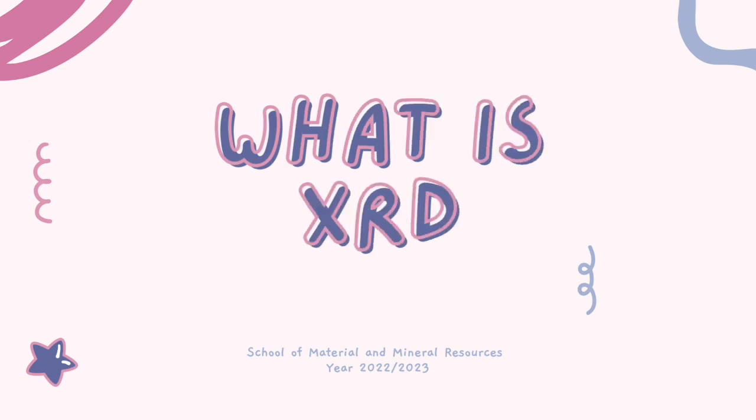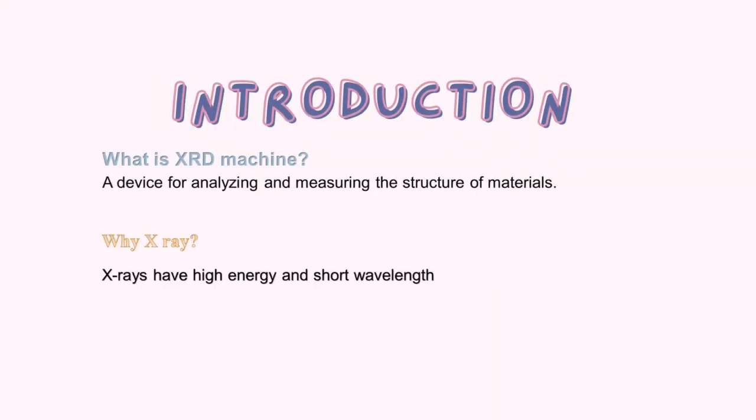What is an XRD machine? An X-ray diffractometer, or XRD machine, is a device for analyzing and measuring the structure of materials. X-rays are used because they have high energy and short wavelength compared to visible light, making them ideal for probing the interplanar distances in crystalline materials.